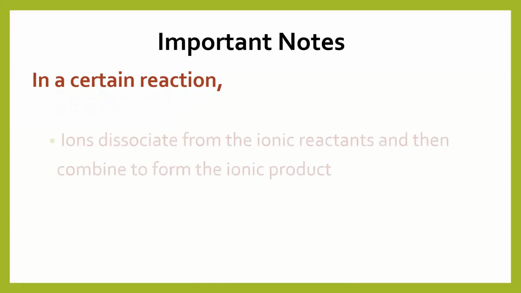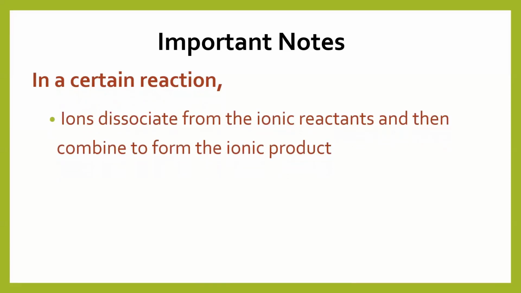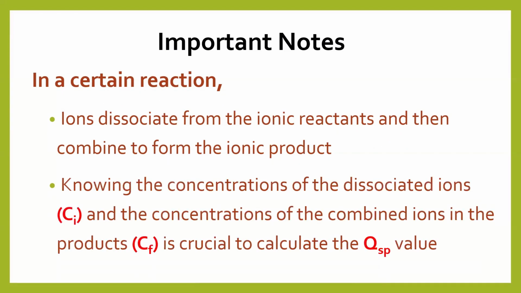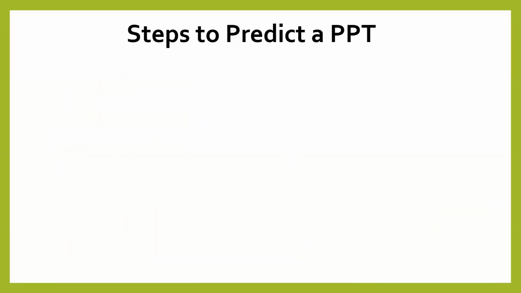In a certain reaction, the ions dissociate from the ionic reactant and then combine to form the ionic product. Knowing the concentrations of the dissociated ions, known as Ci, and the concentrations of the combined ions in the product, which is Cf, C initial and C final, or initial concentration and final concentration, is crucial to calculate the Qsp value.